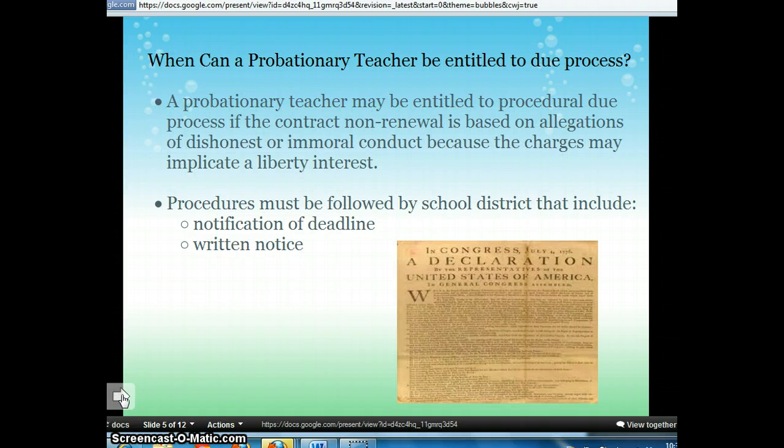When can a probationary teacher be entitled to due process? That would happen if a probationary teacher is dismissed during the contract year, and at that time a probationary teacher may be entitled to procedural due process if the contract non-renewal is based on allegations of dishonest or immoral conduct because the charges may implicate a liberty interest. Procedures must be followed by the school district that include notification of deadline and a written notice.